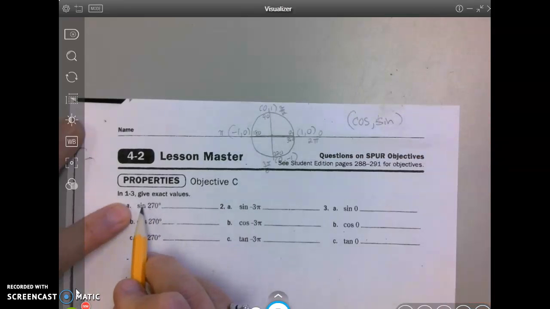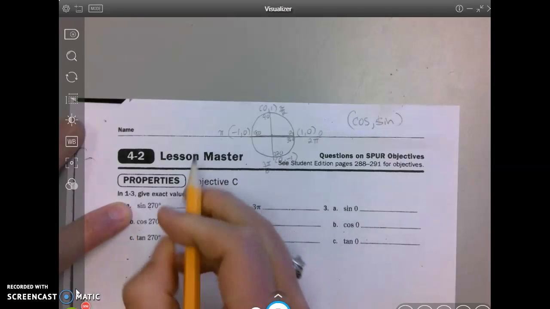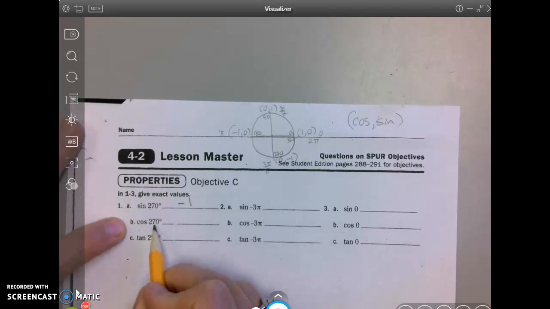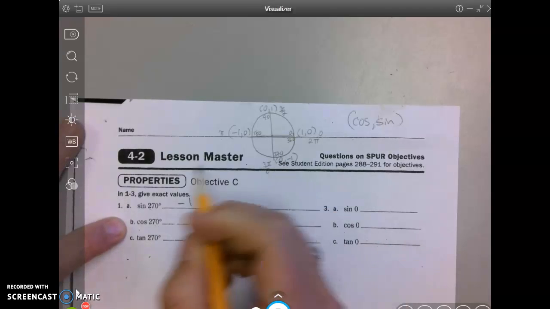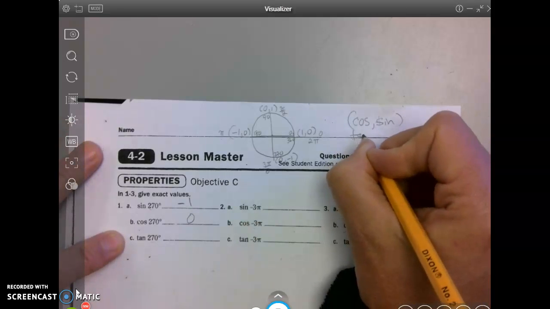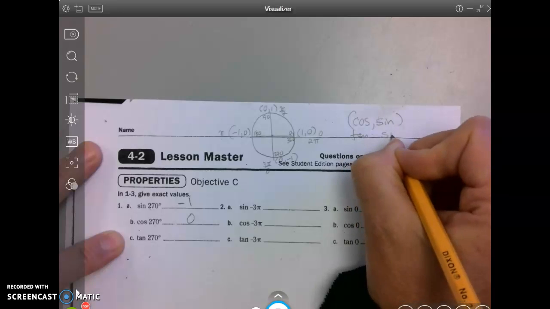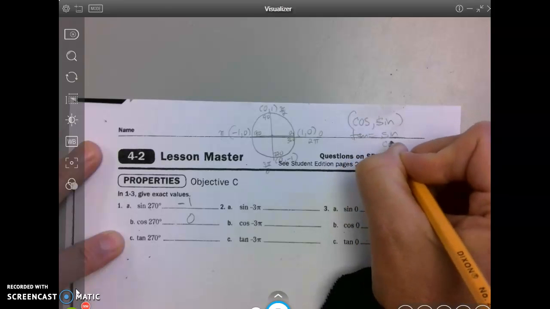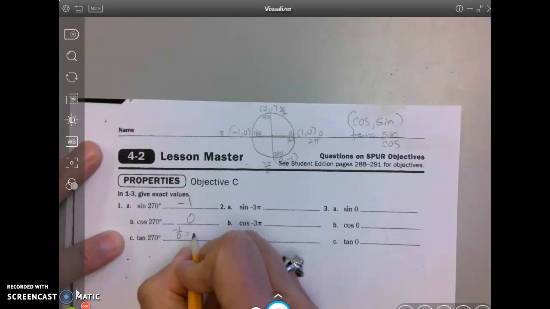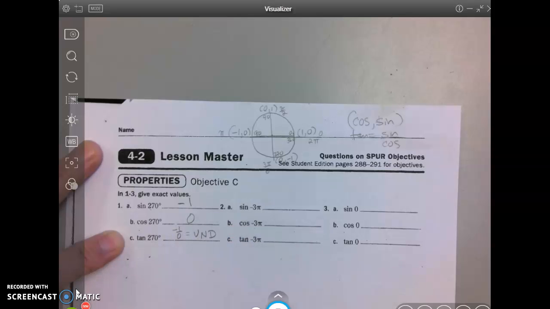So sine of 270 is the y-coordinate at 270. The y-coordinate at 270 is negative 1. Then cosine of 270 would be my x-coordinate, which would be 0. And my tangent, we have to remember, is always sine divided by cosine. So negative 1 divided by 0, which is undefined.